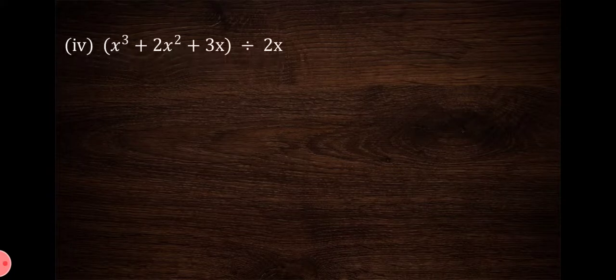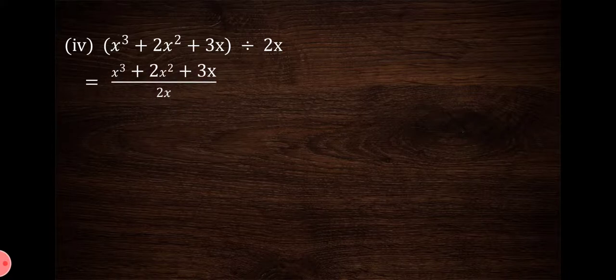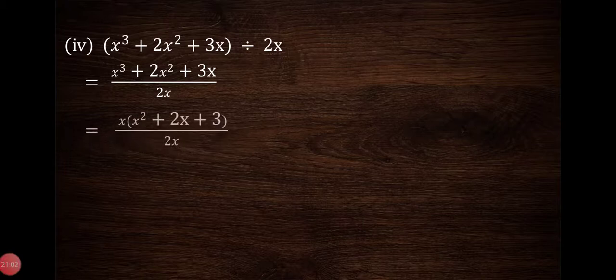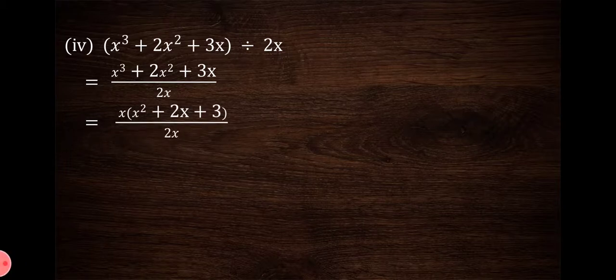Next, question number 4. x cube plus 2x square plus 3x divided by 2x, that is equal to x cube plus 2x square plus 3x upon 2x. Now, because the denominator has one term only, we don't have to factorize it. Let's see the numerator. There are 3 terms, and the variable x is present in all 3 terms. So we will take out x as common in the numerator, that is equal to x into x square plus 2x plus 3 upon 2x.